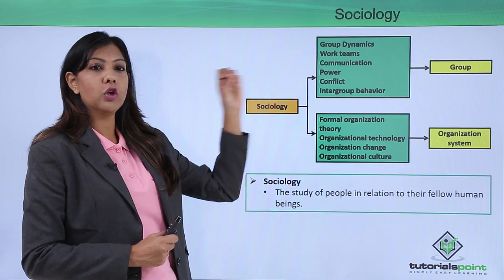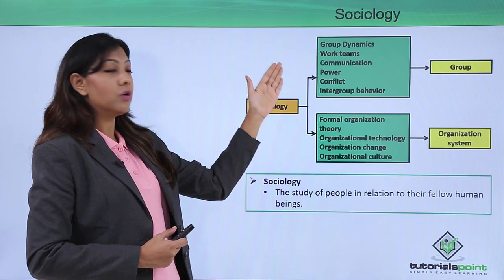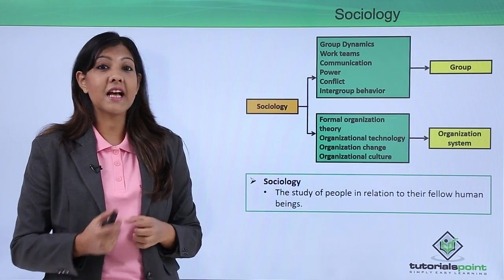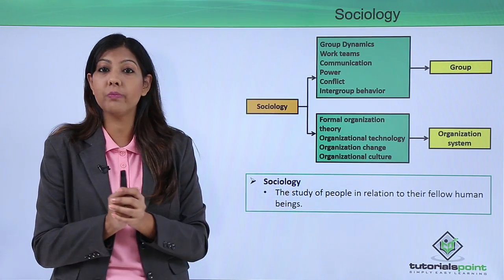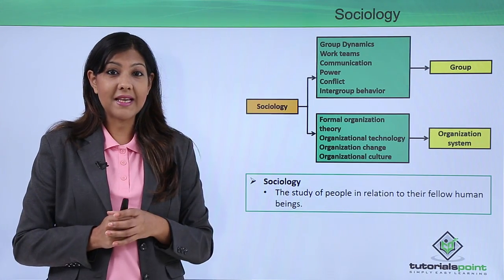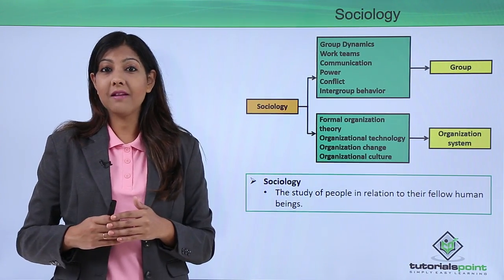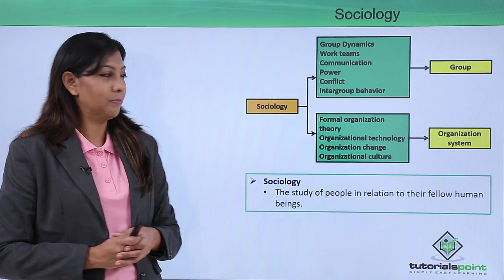At a group level, we look at group dynamics, working in teams, communication within the team members, their power, status, conflict, as well as the intergroup or interpersonal relationships between people. So what we're really saying is that when you are working as a team member, your behavior can affect the other person's behavior as well.